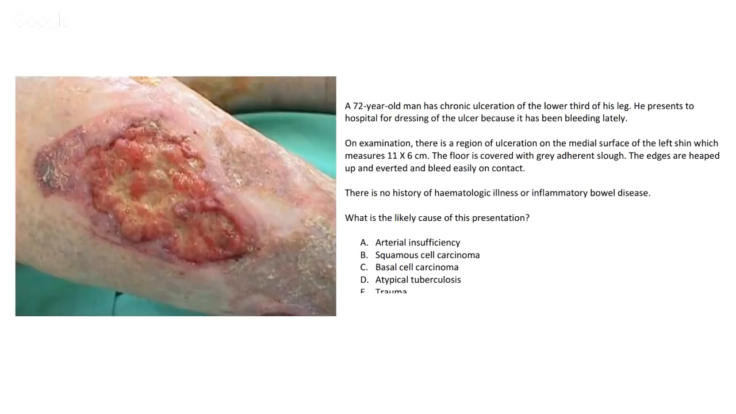Okay. So 72-year-old with chronic ulceration, right? Chronic ulceration on the lower third of his leg. All right. He's been bleeding lately. There's a region of ulceration on the medial surface of the left shin, which is quite large, gray adherent layer, edges are heaped, and it bleeds easily, so it's very friable. Okay. Now, look at this. The edges are very uneven.